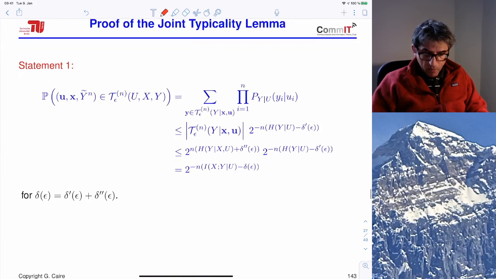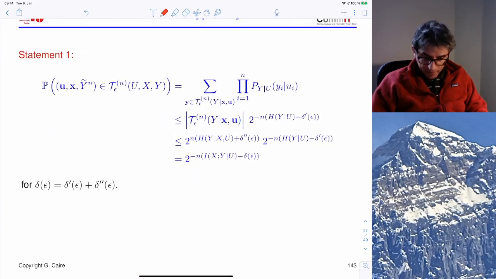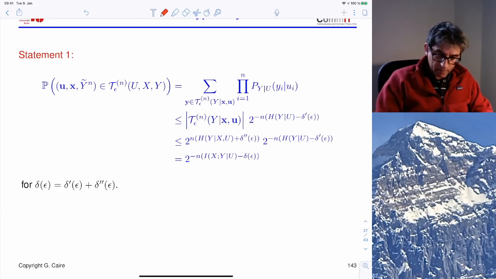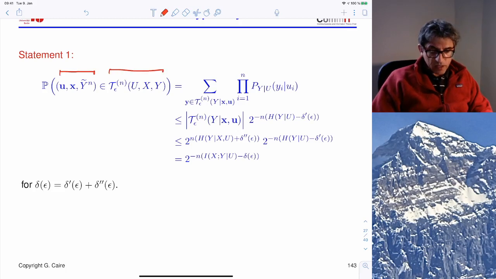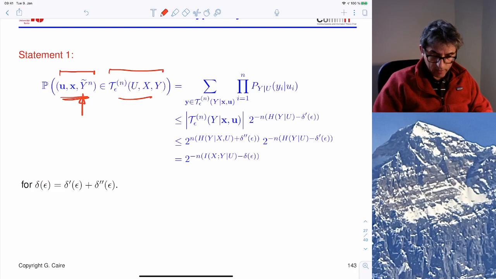So statement number 1, we pick u and x arbitrary, we generate y tilde according to this product distribution. So what is this probability? Remember, every time we have a probability of an event, the event is that this triple is inside this set. This is equivalent to summing the probability of these elements over the set. So it's a sum over all the y's. The only random thing here is y tilde.